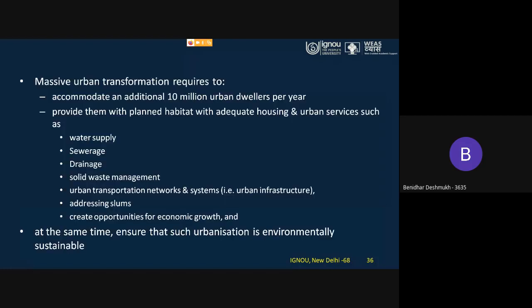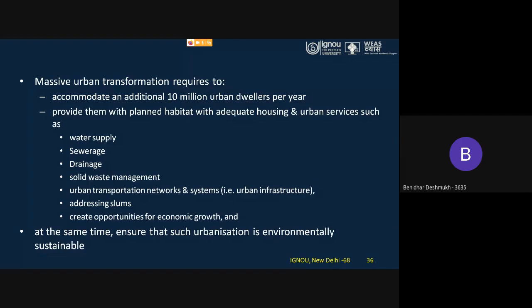Now we know that when we talk about land use, land cover, millions of people move towards the urban areas for better prospects in terms of employment, education, etc. So there is a large scale migration of people from the rural areas to the urban areas, and this migration requires a lot of infrastructure to be developed in the urban areas.